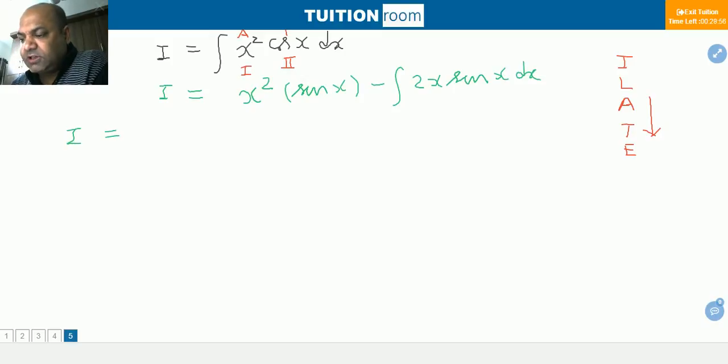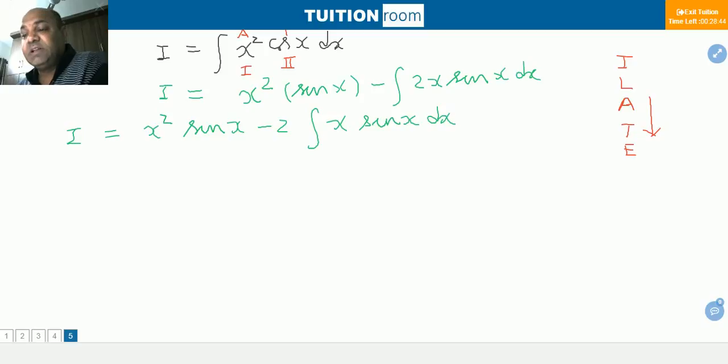We'll again apply this formula. First function, integration of second function, minus differential of first function, integration of second. Look at this. Now copy this and simplify the expression. Minus minus plus 2x cos x minus 2 integration of cos x will be sin x plus some constant.